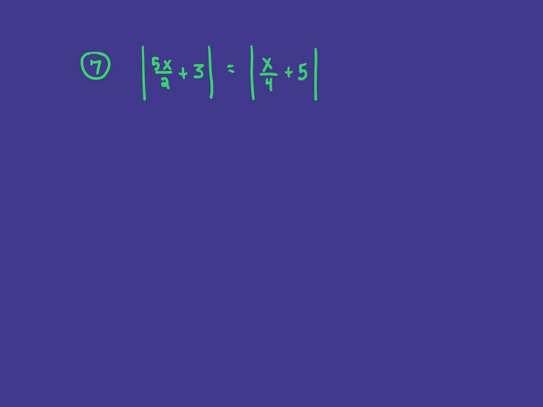Here, roughly the same thing. Absolute value of 5x over 2 plus 3 equals the absolute value of x over 4 plus 5. So either the things inside are exactly the same or they're opposites. So 5x over 2 plus 3 is equal to x over 4 plus 5. They're exactly the same. Or 5x over 2 plus 3 is equal to the opposite. So I'm going to change both signs of the other two things. So negative x over 4 minus 5.